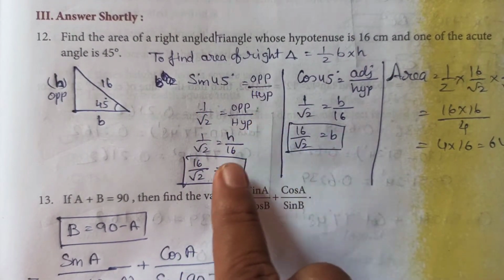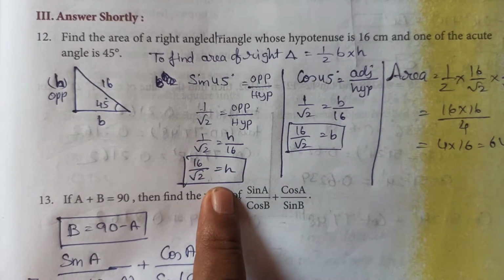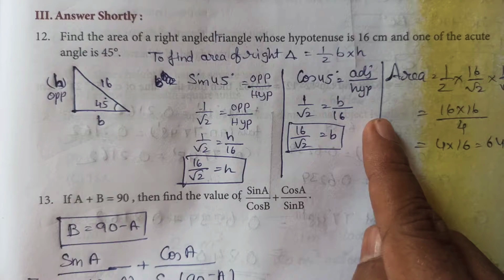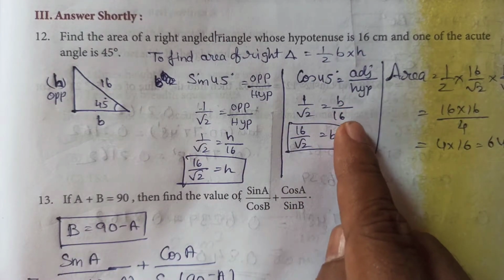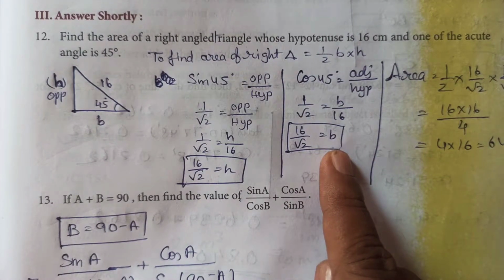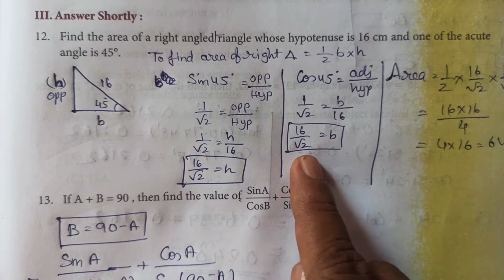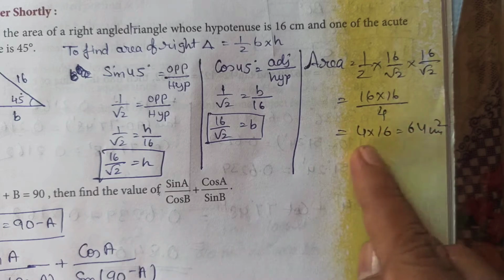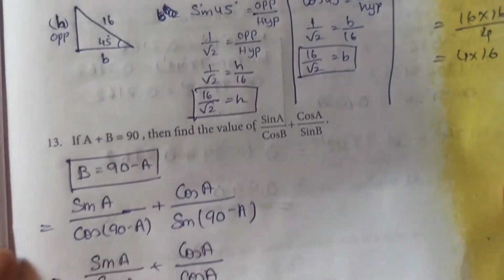Sine 45 degree is opposite by hypotenuse, we write the values, we find the value of h first. Then cos theta we use adjacent by hypotenuse, cos 45 is 1 by root 2, cross multiply 16, we get breadth. So breadth is equals to 16 by root 2. So area is half into breadth into height. We multiply this and we get this as 64.